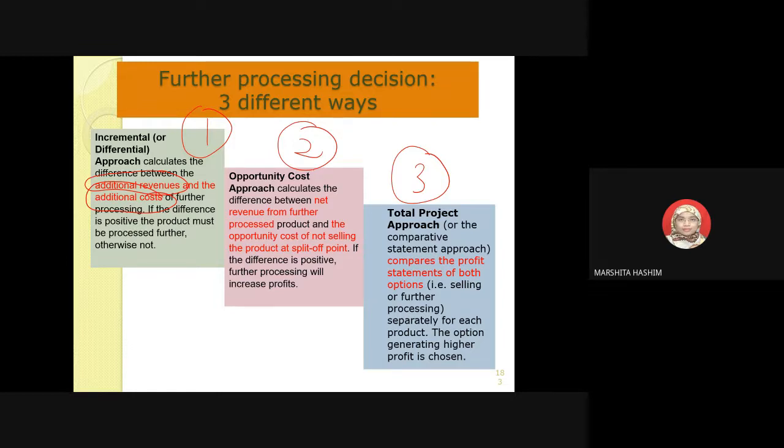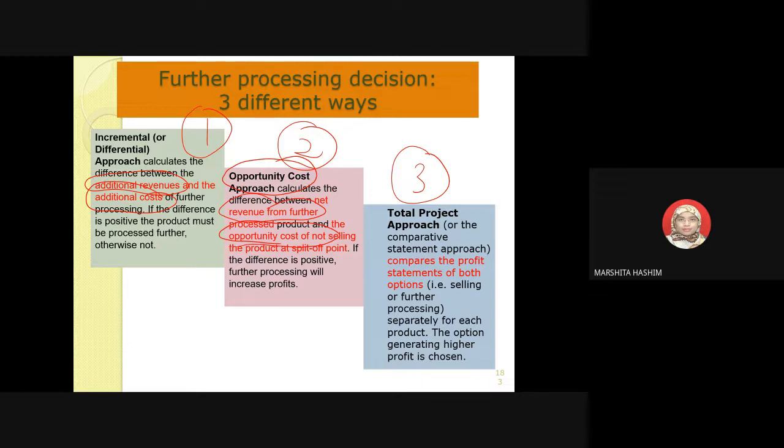Second method, you use the opportunity cost approach. That means you calculate net revenue from further processing and the opportunity cost of not selling the product at split-off point. Remember, if you sell your product at split-off point, you can generate contribution margin. If you further process, that means you will not earn your contribution margin. You must let go. That is your opportunity cost. So if the revenue from further processing is more than the opportunity cost, then you should further process your product.